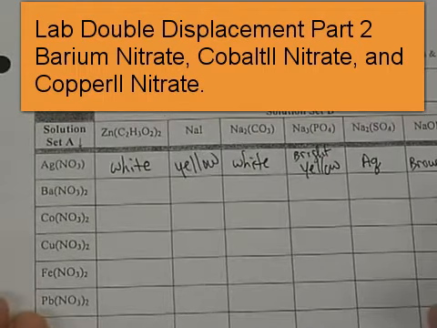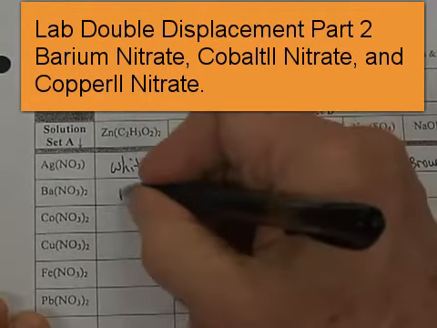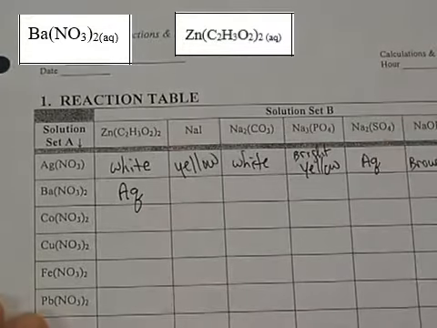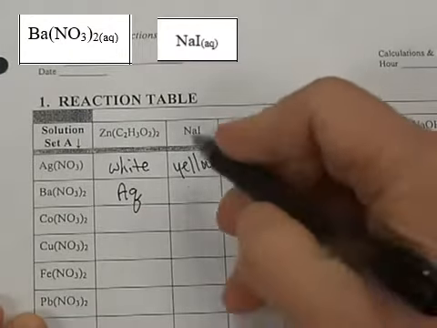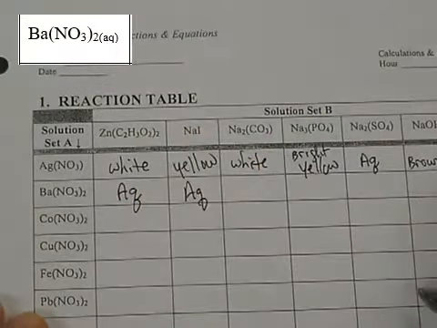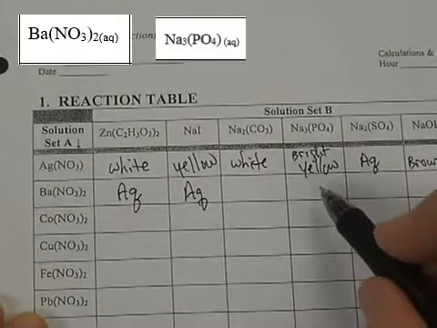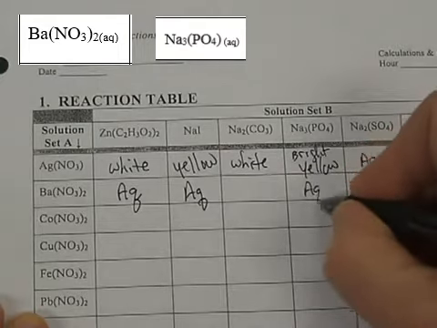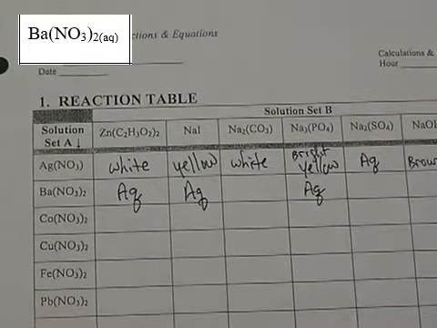Barium nitrate, zinc acetate. The first one does not react, so we call that AQ, aqueous. It dissolves in water. Sodium iodide also dissolves in water with barium nitrate. Now the third one, we're going to skip for the moment. Sodium phosphate also is aqueous, does not dissolve. Let's go ahead and do those two that work.